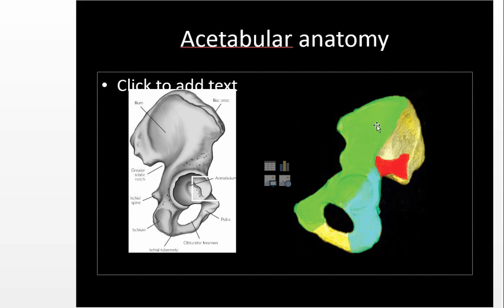But notice also that the acetabulum, when viewed en face, resembles the Greek letter lambda, with the longer limb representing the anterior column and the smaller limb representing the posterior column. And again, this hole here is the obturator foramen. Okay, so that's the acetabular anatomy, and that's the anatomy that we look at when we classify acetabular fractures.